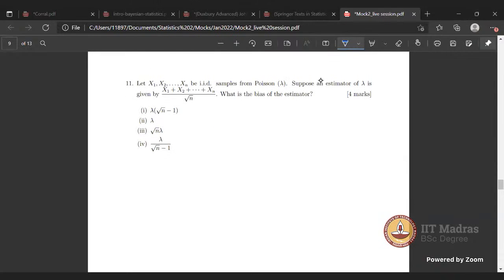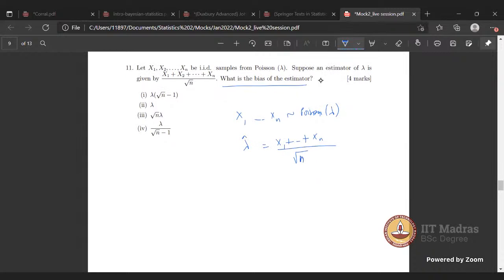Suppose this problem was from a tutorial. You have n IID samples x1 to xn coming from Poisson lambda, and you have an estimator of lambda. We don't know what the lambda is. You have taken one estimate of lambda, let's say lambda hat, to be x1 plus up to xn divided by under root of n. And you have to check what the bias of this estimator is.